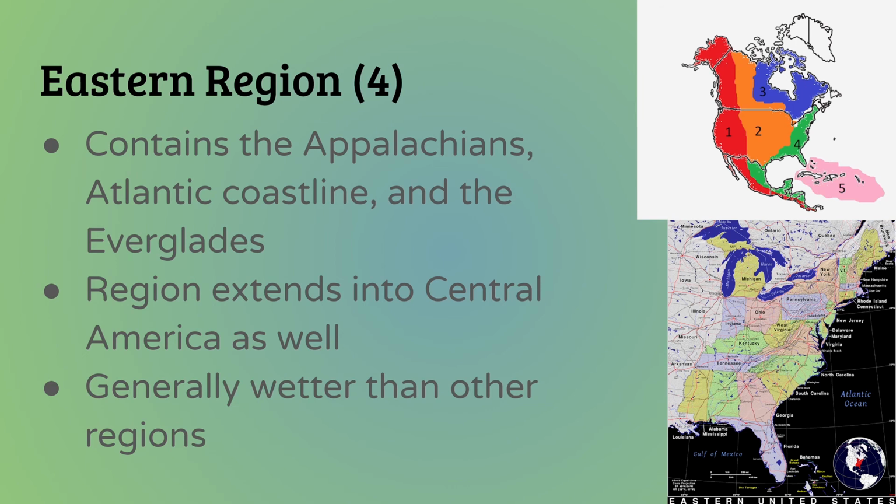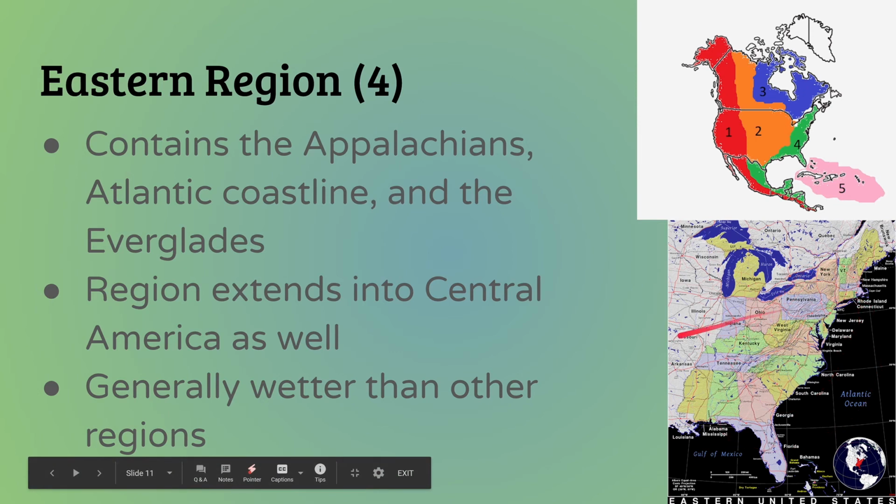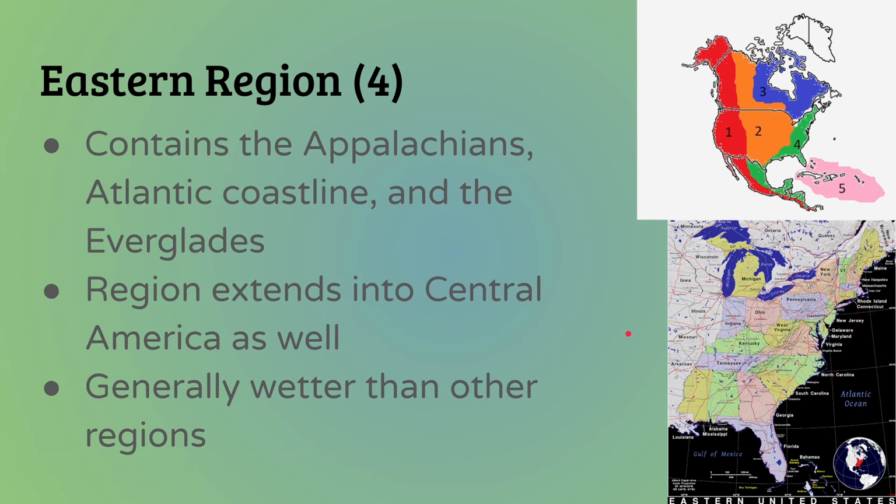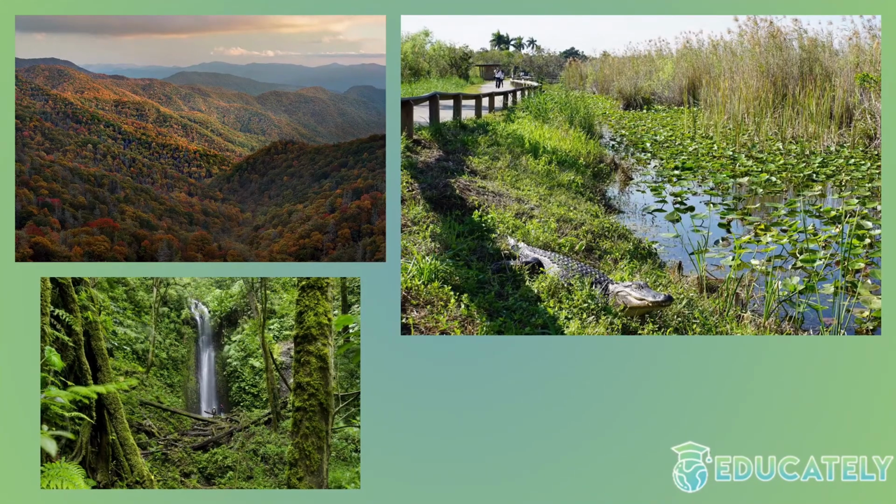And yeah, it's generally wetter than other regions, at least compared to the western region, which has a lot of... And the western region has some wet parts to it, especially towards the mountains, but compared to the desert areas and also the interior plains, which are a bit more dry, this area is pretty wet in terms of precipitation, and also compared to the Canadian Shield. They get more rainfall here, especially.